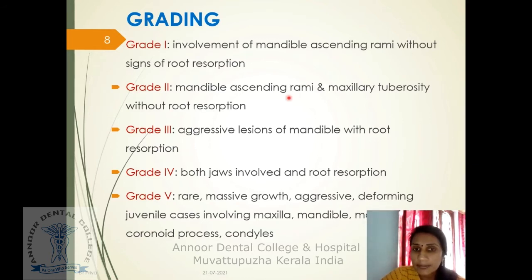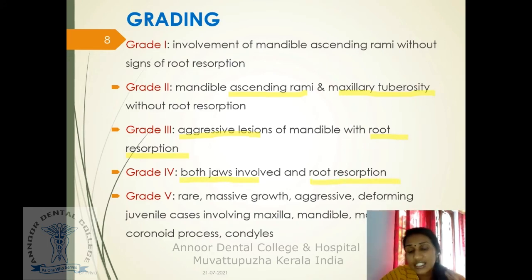Grade 2 is ascending rami along with maxillary tuberosity, so you have maxillary tuberosity being added without root resorption. Grade 3 is more aggressive, and you have another thing which is different from the first two grades, that is root resorption. So root resorption is going to be present in grade 3. Grade 4 is more aggressive. So both the jaws are going to be involved along with root resorption.